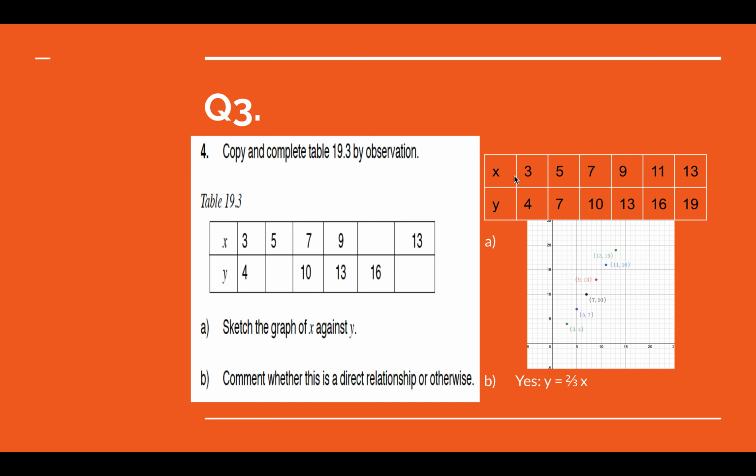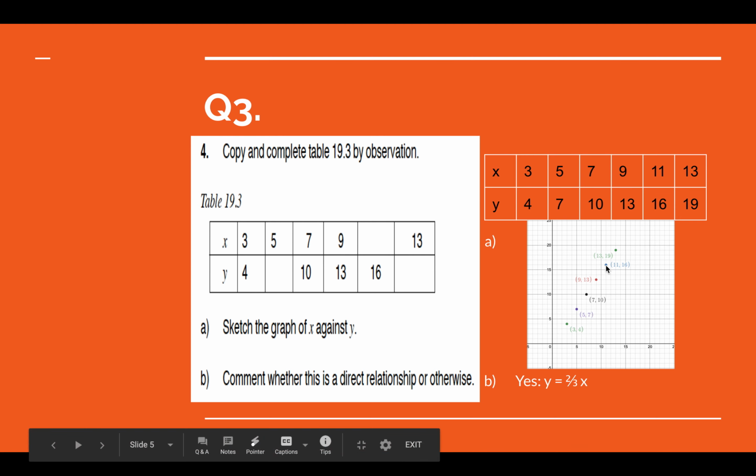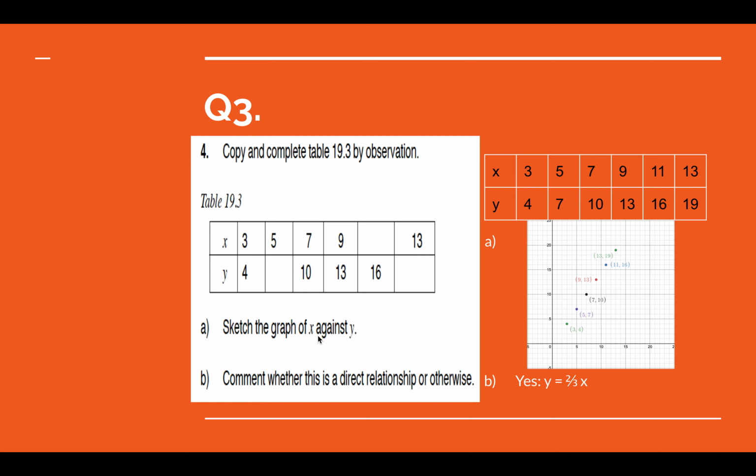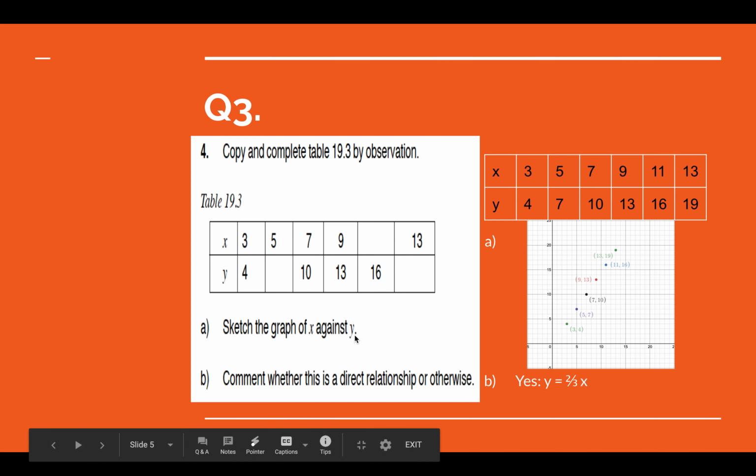And then in order to plot, we get to draw this graph. We get to draw the axes that we see, so 0 to 25, 0 to 25. Then we get to plot 3, 4, 5, 7 as shown in this graph. So sketch the graph of x against y. That's what we did when we plotted this. And then if you'd like, you can draw a straight line across these points. And then comment whether this is a direct relationship or otherwise.